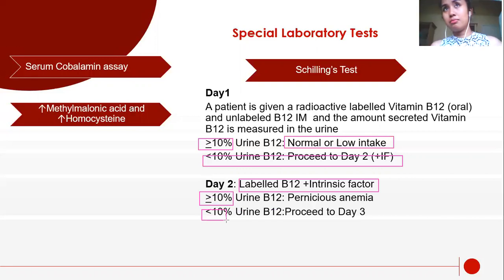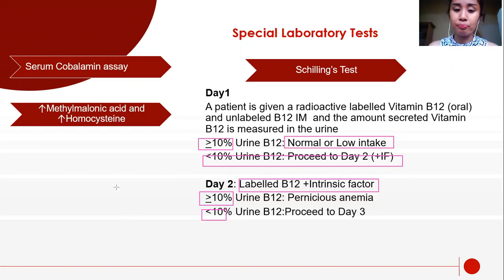And class, we can test it by using antibiotics. Maybe there is blind loop syndrome or overgrowth of bacteria. So day 3, we can give labeled B12 plus antibiotics.